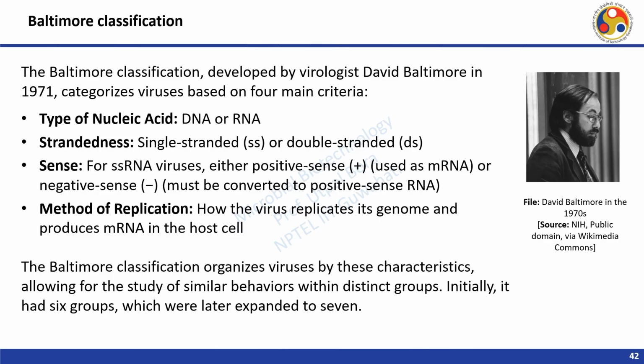When we talk about the type of nucleic acid, we mean what type of nucleic acid this particular virus has, DNA or RNA. When we talk about strandedness, whether it is single stranded or double stranded. And for single stranded RNA viruses, either positive sense plus or negative sense minus, which must be converted to positive sense mRNA in this case. And the method of replication, how the virus replicates its genome and produces mRNA in the host cell, are the important criteria in this classification.